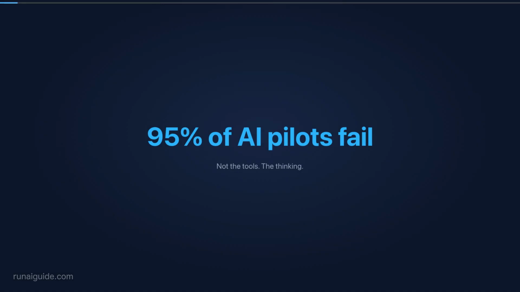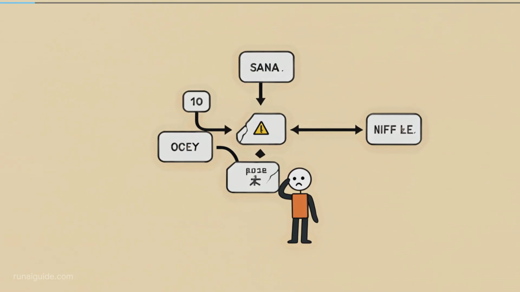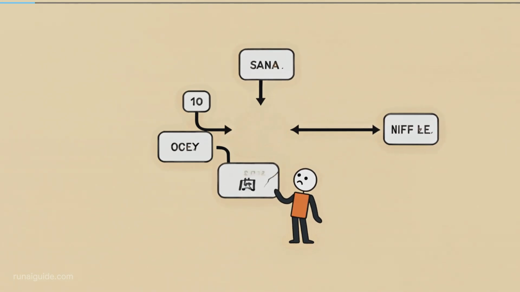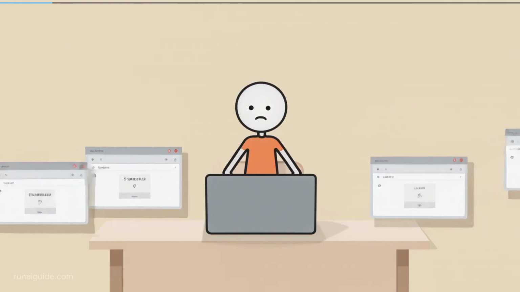95% of generative AI pilots fail to deliver. Not because the tools are wrong, because most people skip the one thing that actually matters. You're probably about to make that same mistake. Here's exactly what to understand before you build anything.